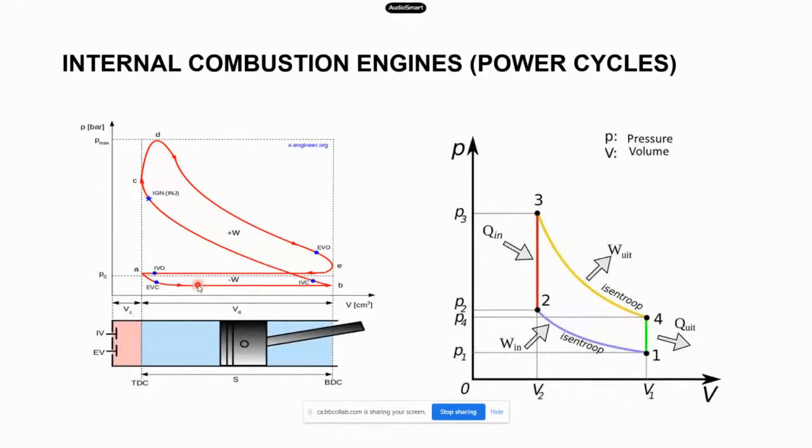So let's start. We have the first volume here. Can you see that from this line here, there's a volume here called VC. VC stands for the clearance volume. What is the clearance volume?